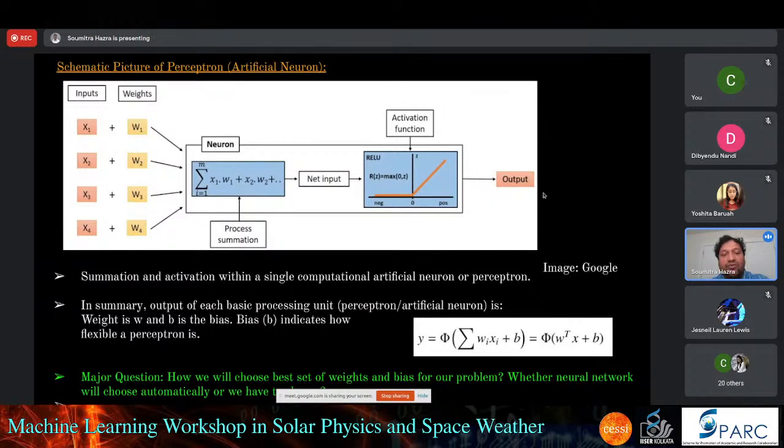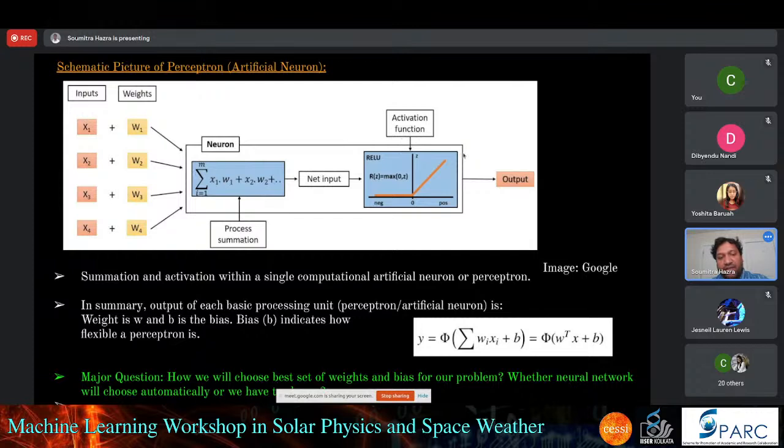Now the question is how we will choose the best set of weights and bias for our problem, because we don't know what the value of W is and what the value of B is. So the question is whether the neural network will choose this automatically or we have to choose. What we do here is initialize these weights and bias randomly, by some random numbers. And after that, what happens? This network will produce an output. And we already know the target output, so we can calculate the error. This method is the forward propagation. When the error is calculated, this error will be back propagated to adjust the weights and bias. And this method will continue until we get the desired result.